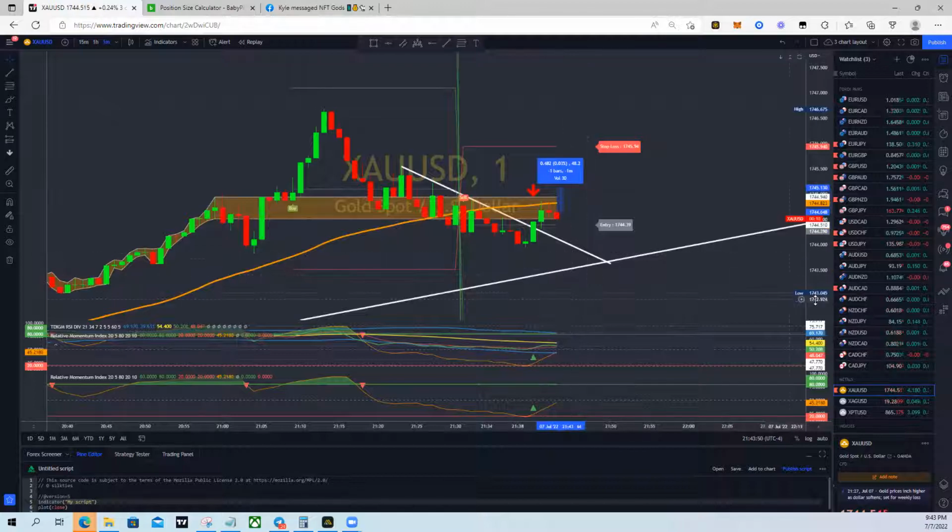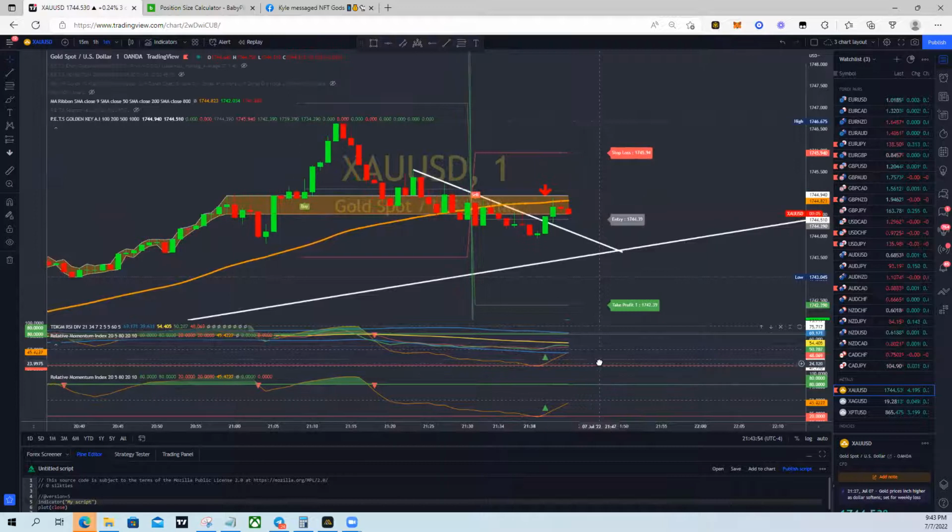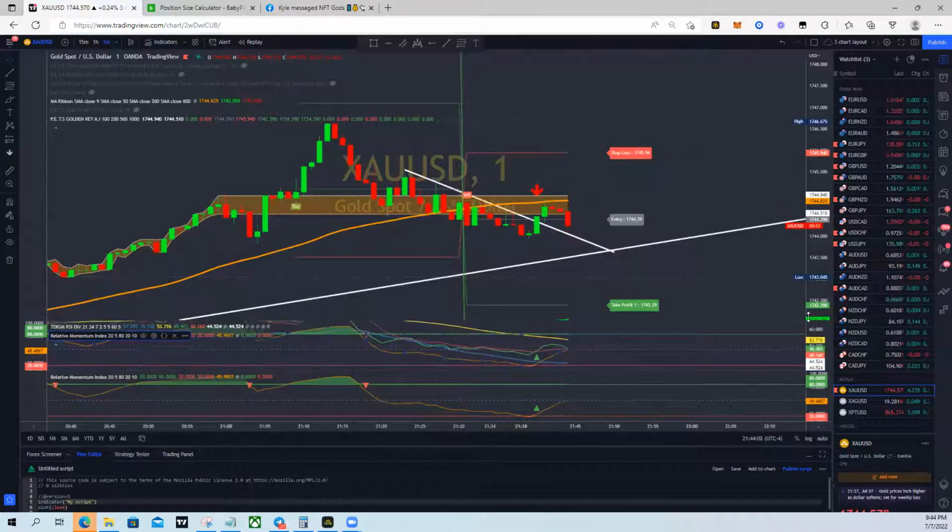You can use that TDI median too as a support or resistance. Right here? Is that a yellow line? Right here? Yeah. As long as it stays below that yellow, that's a sell. Then it just makes the little hook.